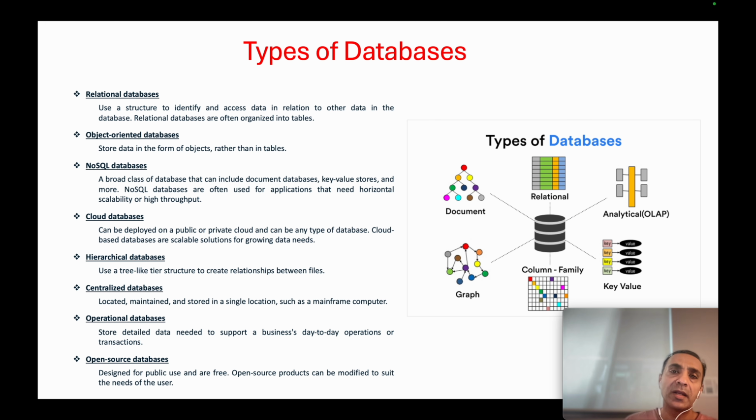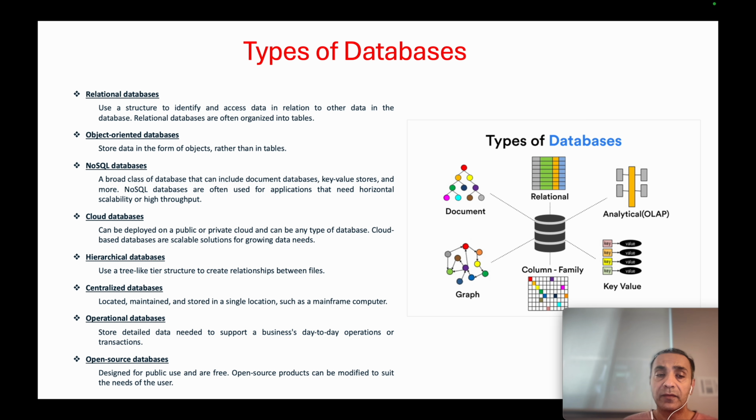All right. So what are the types of databases? Well, they are relational databases that use a structure to identify and access data in relation to other data in the database. Relational databases are often organized into tables. Then we have object oriented databases that store data in the form of objects rather than in tables. There are NoSQL databases as well. They are a broad class of database that can include document databases, key value stores, and more. NoSQL databases are often used for applications that need horizontal scalability or high throughput.